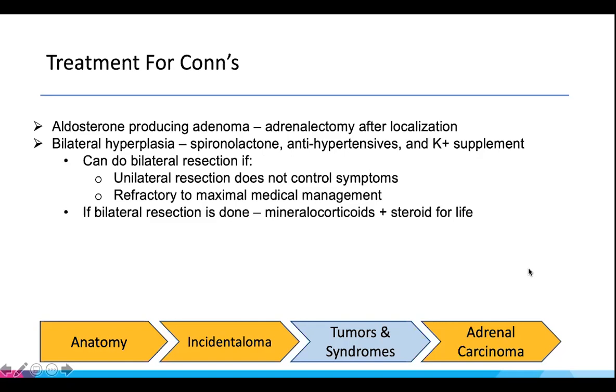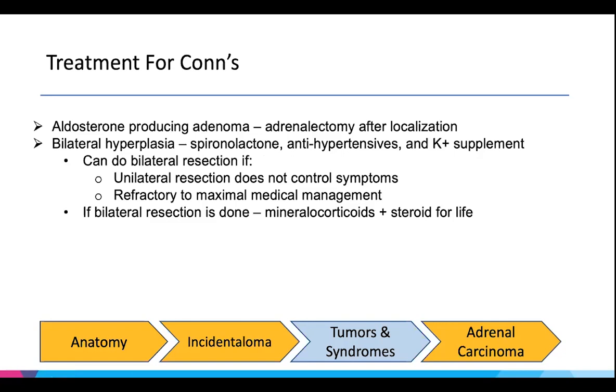Great, thank you. So continuing with treatment for Conn syndrome, when you have an aldosterone producing adenoma, do adrenalectomy after localization, as we just said. When you have bilateral hyperplasia causing the Conn syndrome, you're going to want to do medical management with spironolactone, which we said is an aldosterone inhibitor, other antihypertensives to continue to manage the high blood pressure, as well as K supplementation because of the potassium wasting as a result of the aldosterone acting on the kidneys.